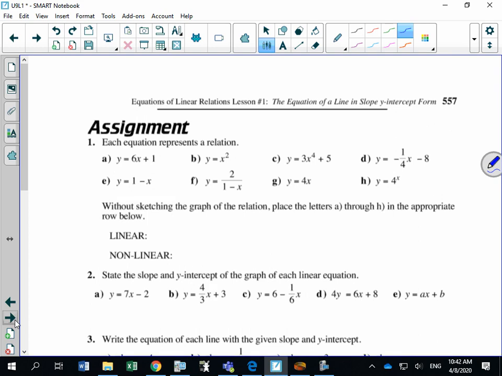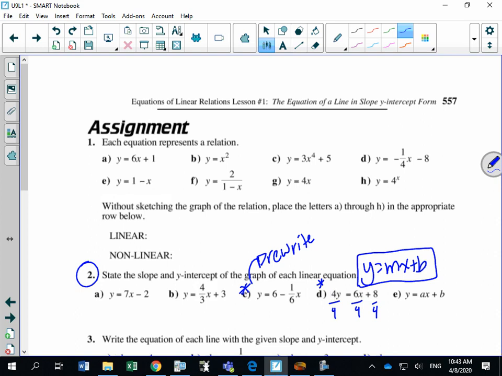So from the homework, number 2 should be nice and simple. State the slope and y-intercept of each linear equation. Remember that y is equal to mx plus b. So C, I want you to rewrite. And for D, I need you to get rid of this 4, because we need to be in this form here: y is equal to mx plus b. When I say rewrite C, just write this negative 1 over 6x first plus 6, right? And then it'll be in the form of y is equal to mx plus b.